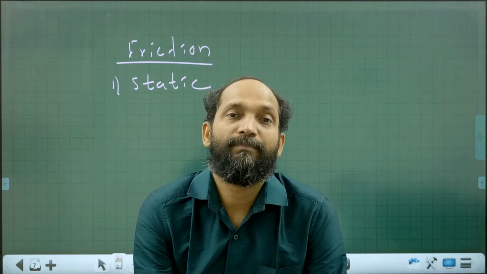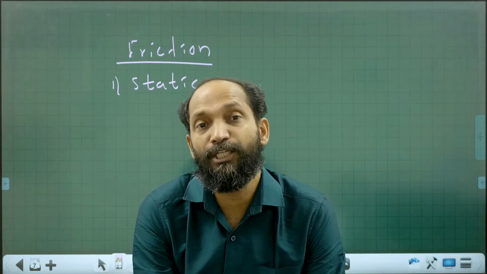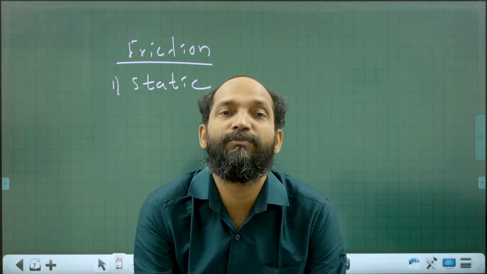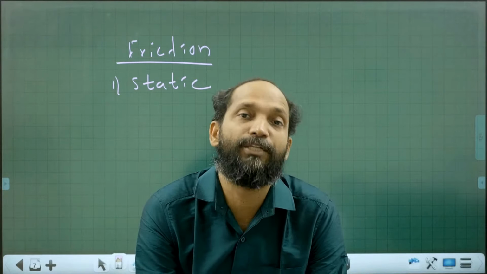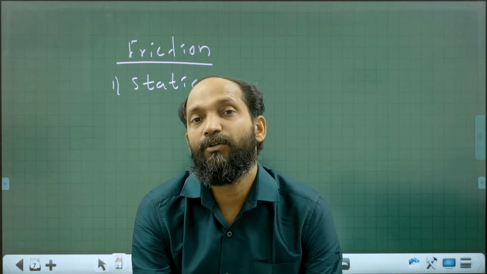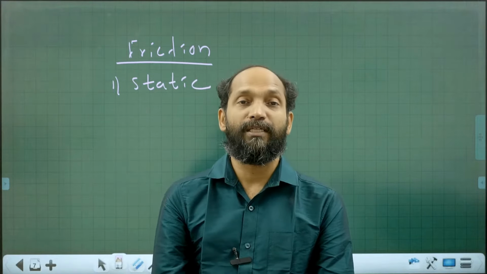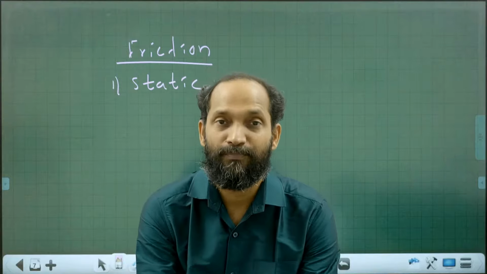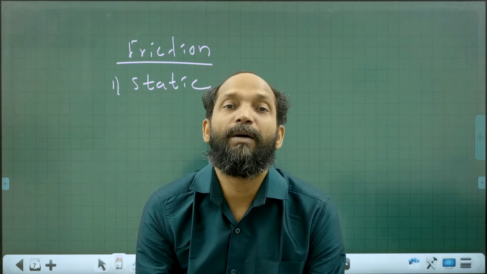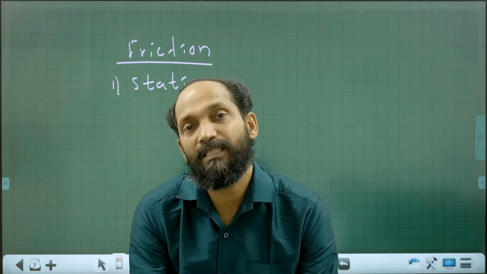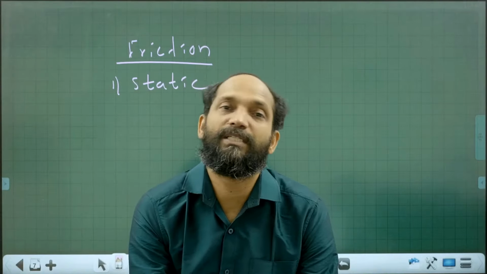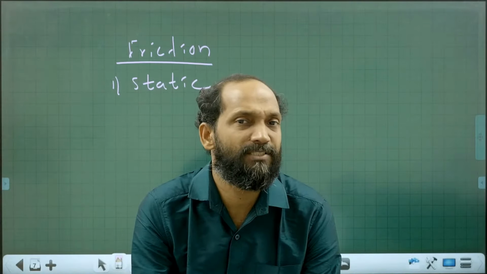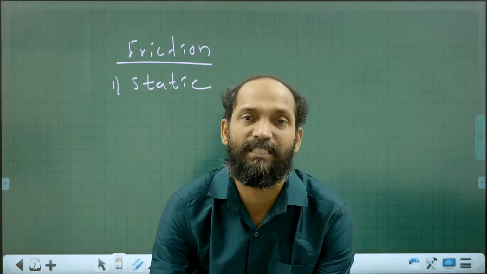A block pulled with a force of 10 Newton, that block does not move. Then we say that the frictional force is also 10 Newton. Till we increase the force to 12 Newton, it doesn't accelerate. Then we say that friction is also 12. Increased up to 15 Newton, it doesn't accelerate, doesn't move at all. Then we say that friction is 15. That is static friction, which has a self-adjusting nature.